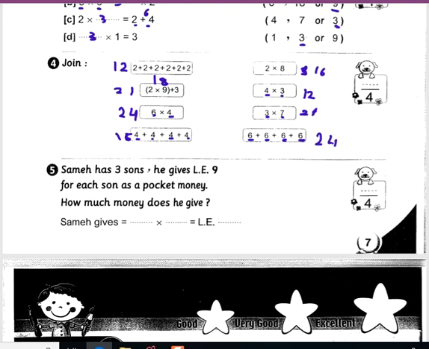So here we make join. Where is 12? And here we have 21. Here we have 24. And here we have 16.